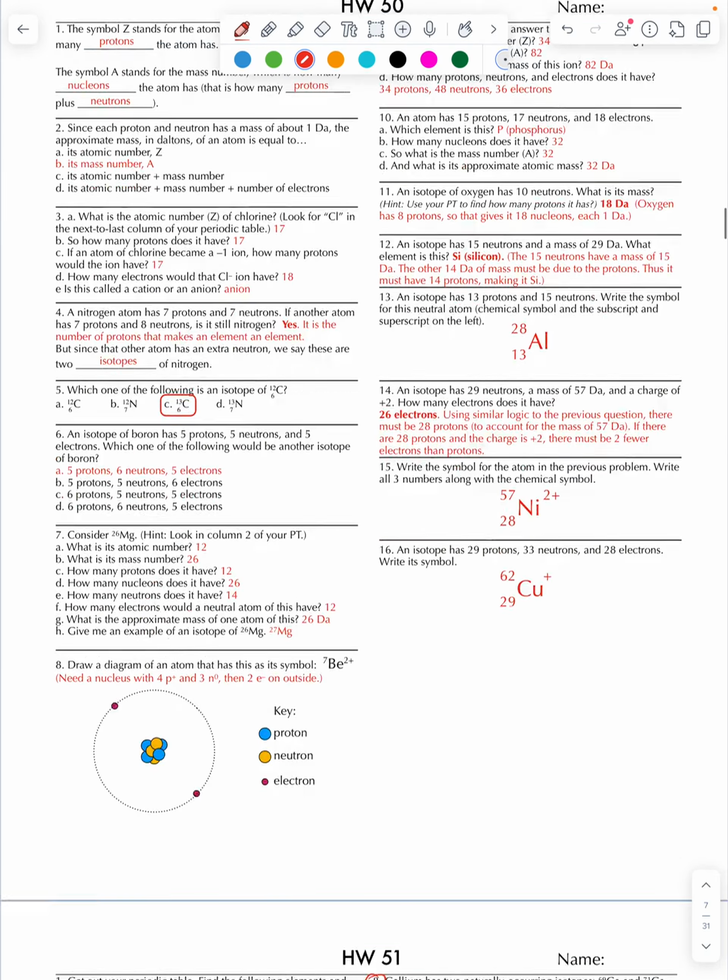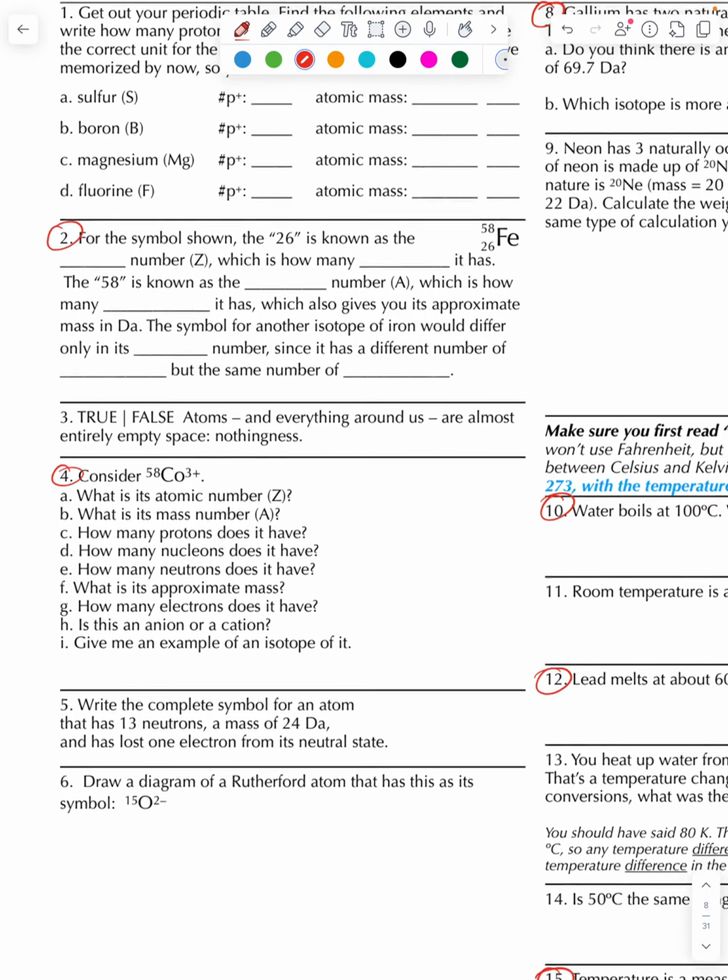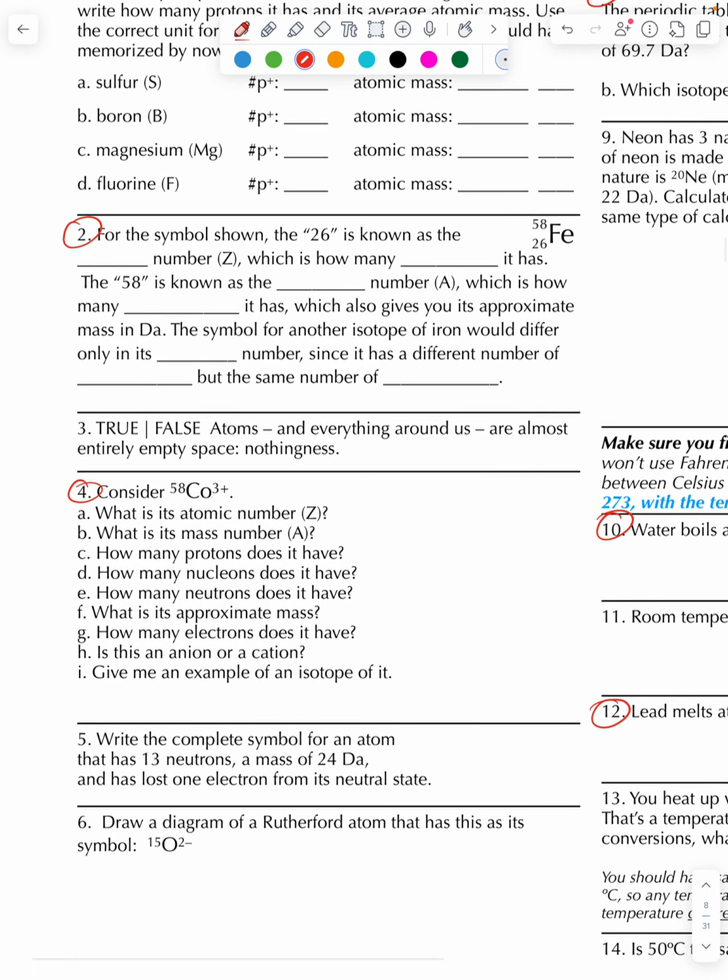All right, so let's keep going. I don't do as many down here, and plus I'll tell you to skip some. So maybe just to go over some terminology here, just in case it comes up. For that symbol here, the 26 is known as the atomic number, which is how many protons it has. 58 is known as the mass number, which is how many nucleons it has. The symbol for another isotope of iron would differ only in its mass number, the superscript, since it has a different number of neutrons, but the same number of protons. Okay, I don't know if I needed to go over that.